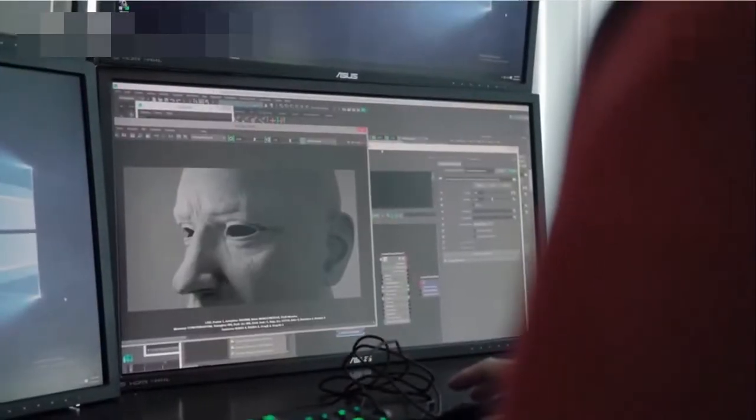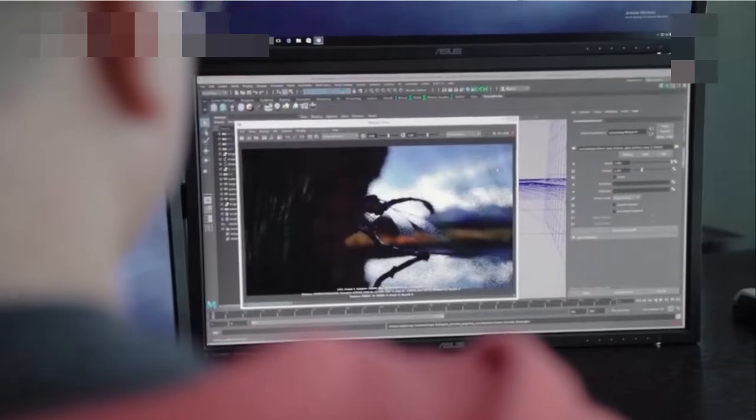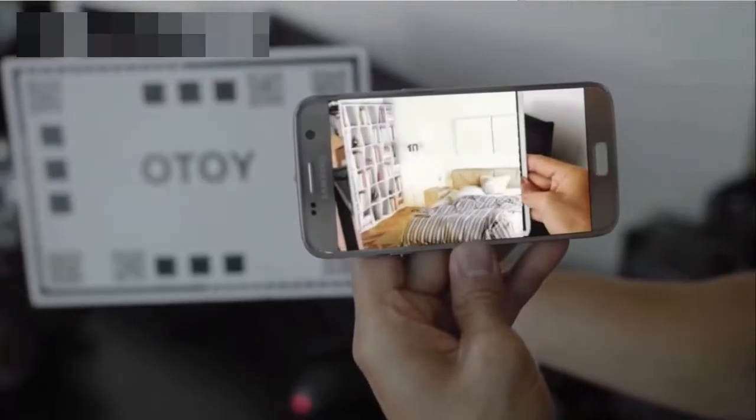Otoy's been at the forefront of GPU rendering for almost a decade now. Our product, Octane Render, was one of the first GPU renders to provide cinematic realism to film jobs and television. Today, it's used in productions like the opening of Westworld, and it's also now a big part of video game development, especially for AR and VR.